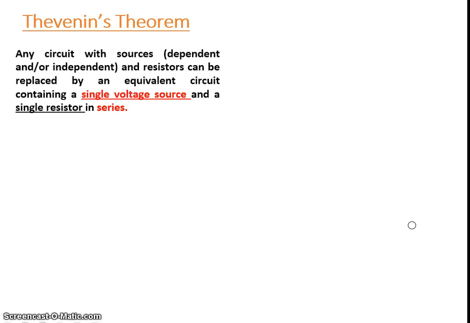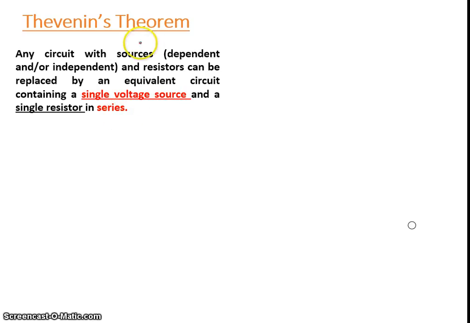Thevenin's theorem states that any circuit with multiple sources, whether dependent or independent, and resistors can be replaced by an equivalent circuit containing a single voltage source and a single resistor in series.